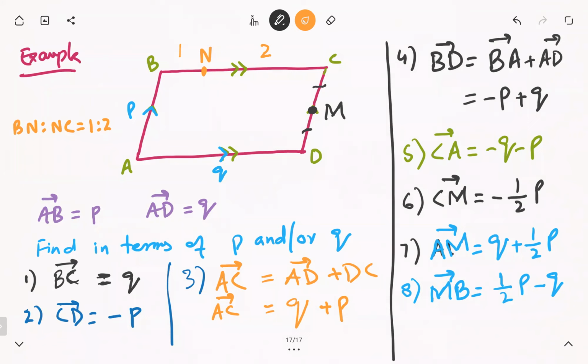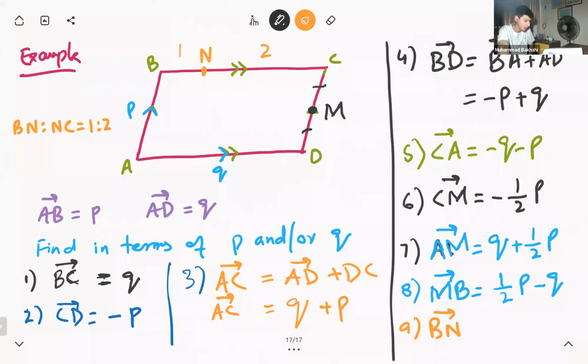Okay, now who will tell me the vector BN? Fawad is saying it's 1/4. And someone is saying something, Bakhshi. Sir, 1/3 Q, 1/3 Q. 1/3 Q. You are right.